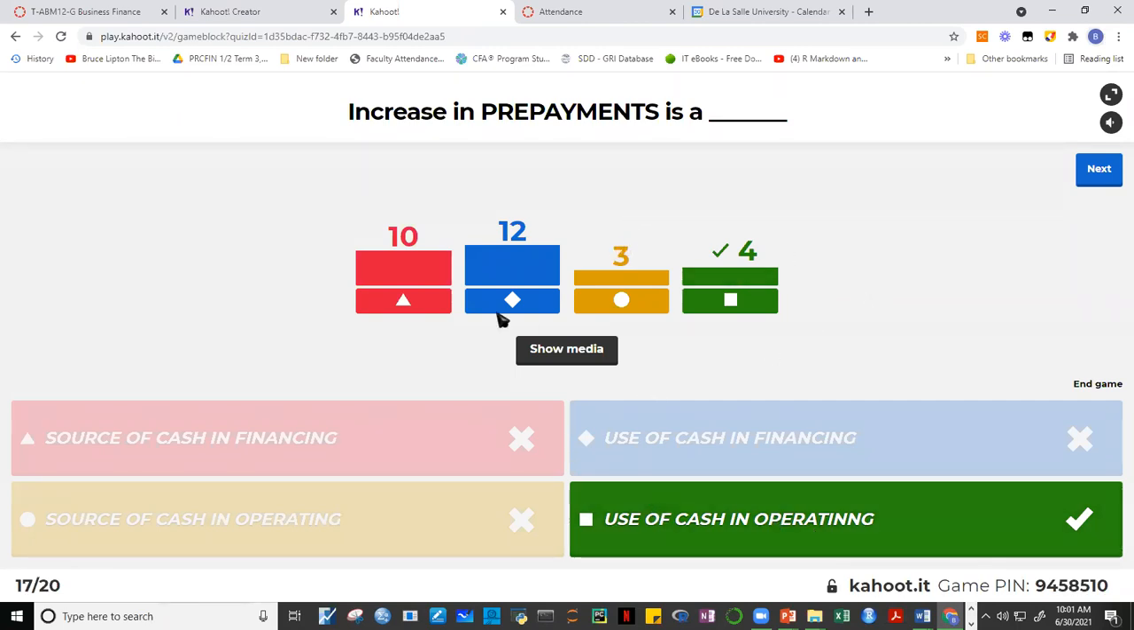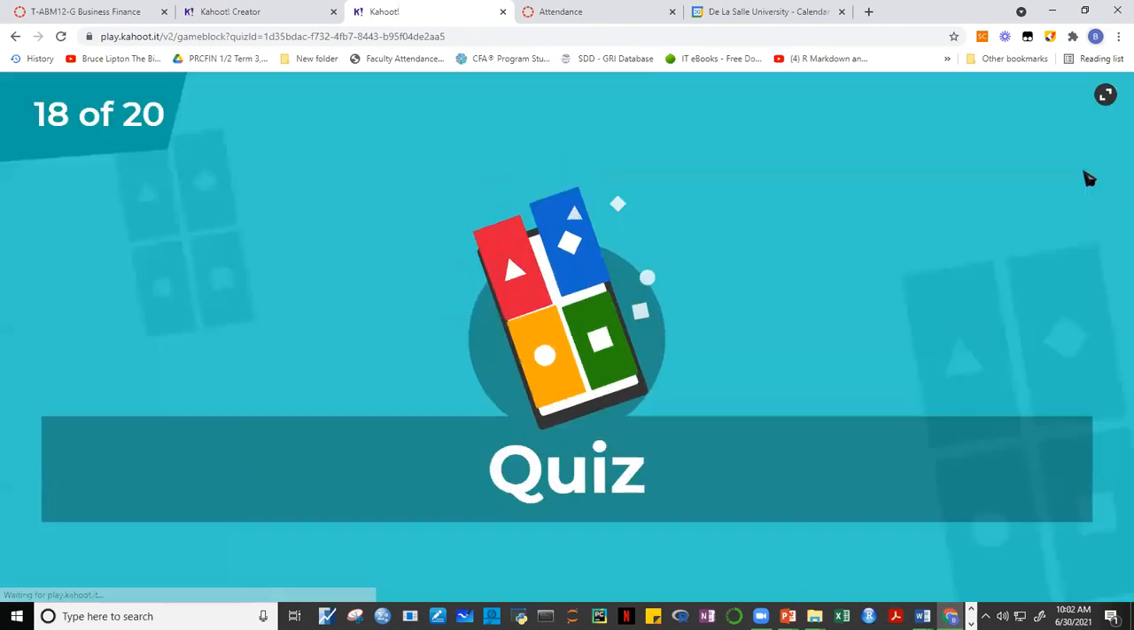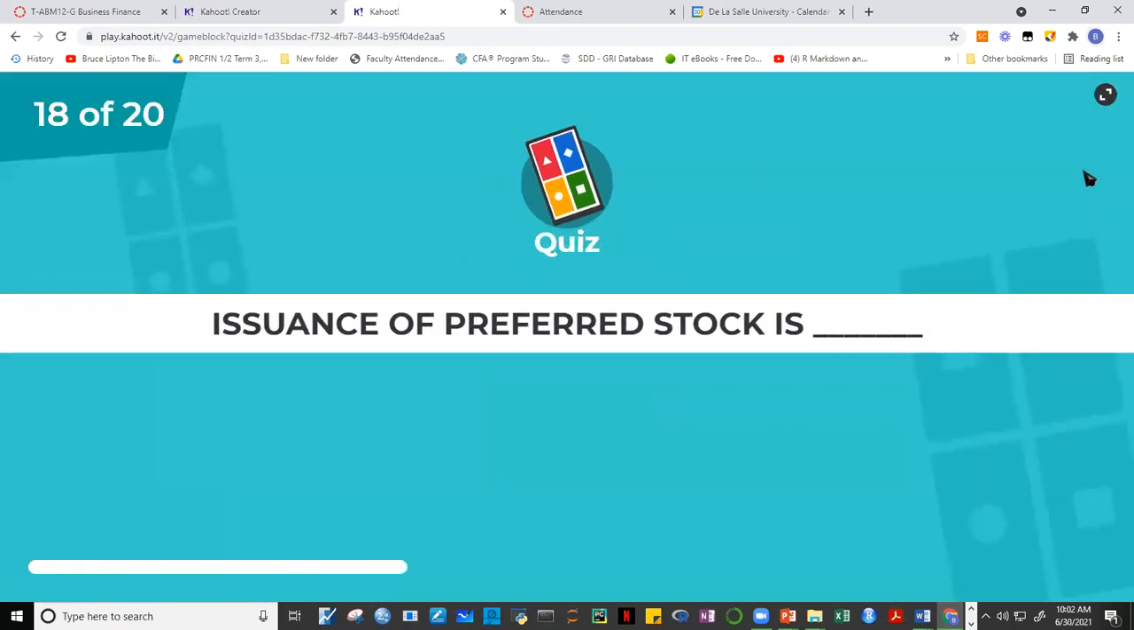So, 4 of you got it. Hindi siya source of cash, no? Kasi pag sinabing source of cash, papasok ang cash. Pag prepaid, guys, nagbabayad tayo in advance, no? Kaya use of cash siya. Nag-outflow tayo ng cash. Okay, so same position, guys. And last 3 questions.